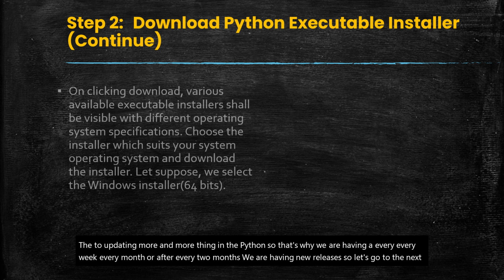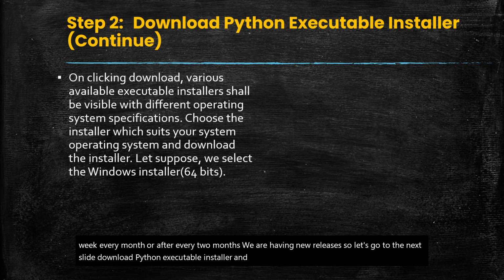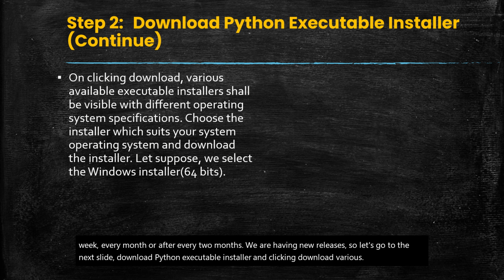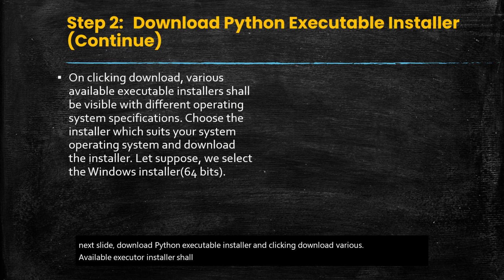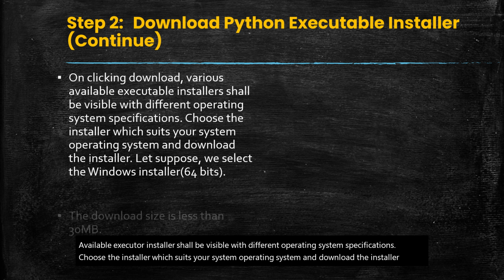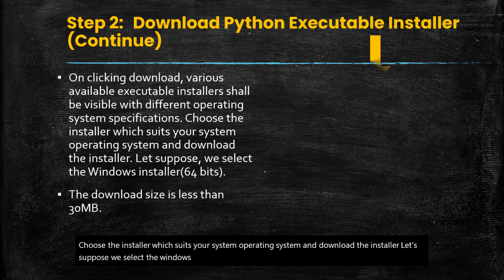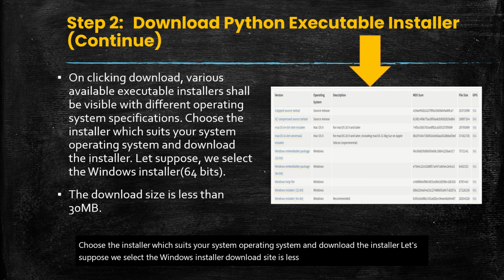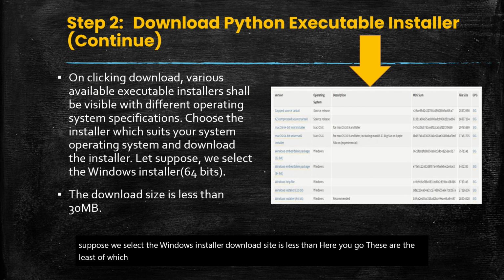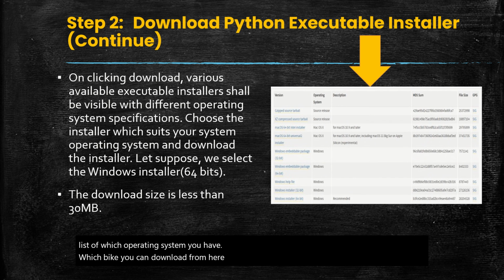Download Python executable installer. On clicking download, various available executable installers shall be visible with different operating system specifications. Choose the installer which suits your operating system and download the installer. Let's suppose we select the Windows installer. Here you go. This is the list of installers for whichever operating system you have, which you can download from here. So it's up to you.